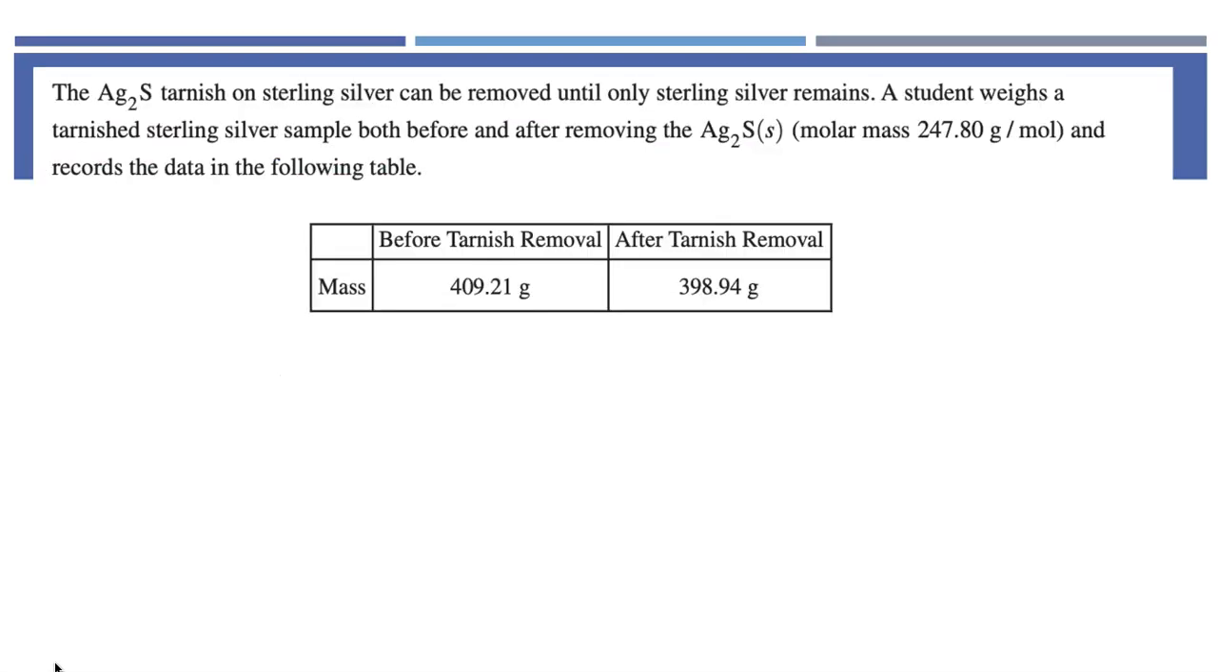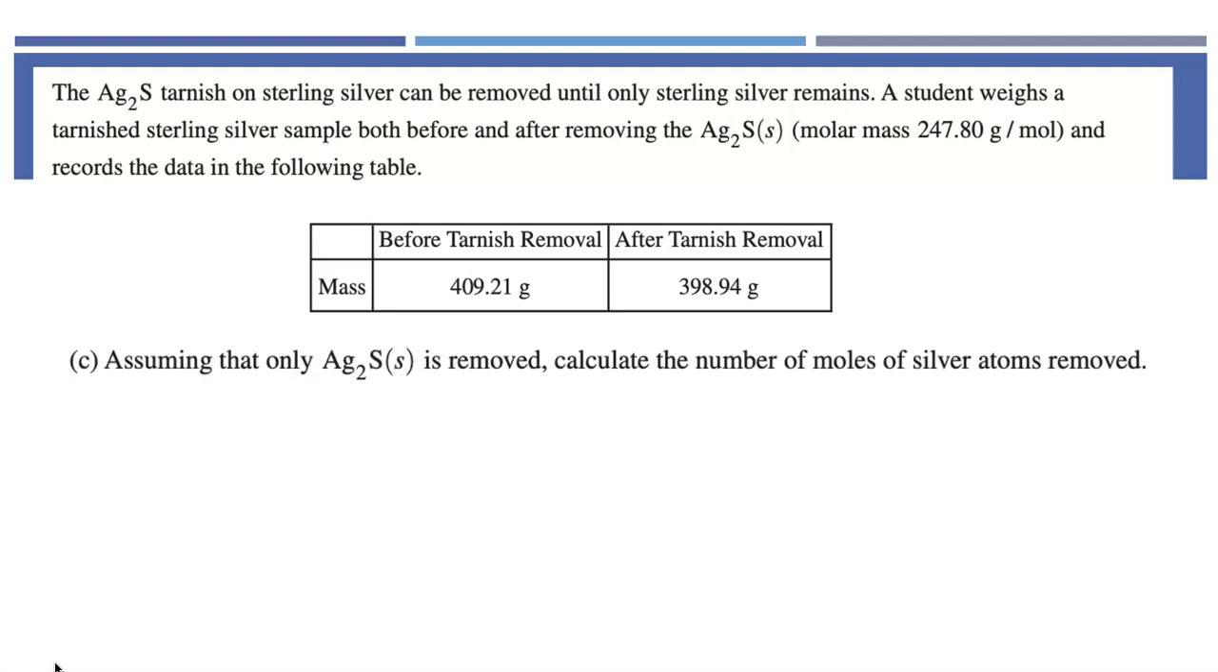The silver sulfide tarnish on sterling silver can be removed until only sterling silver remains. A student weighs a tarnished sterling silver sample both before and after removing the silver sulfide. We're given the molar mass, how nice, and records the data in the following table. So the mass before the tarnish removal and after the tarnish removal. Assuming that only silver sulfide is removed, calculate the number of moles of silver atoms removed.